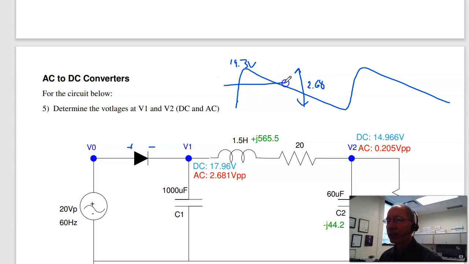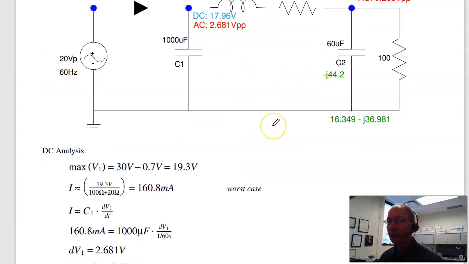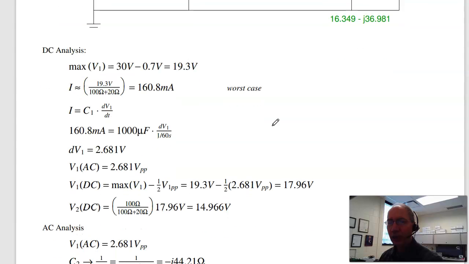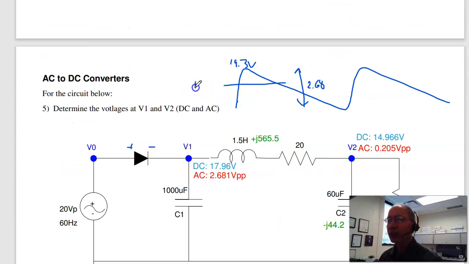And the DC voltage is the peak minus half the AC. DC voltage will be 17.96 volts. So this is 17.96. That's the DC voltage. And this is the AC voltage in units of peak to peak.